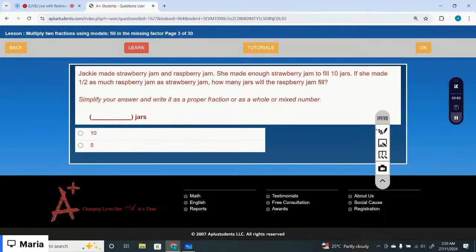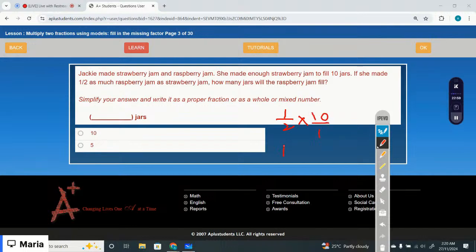You have to do half times 10. So 10 times 1 is 10, 2 times 1 is 2. So 2 times 5 is 10. The correct option is 5. Option number 2 is the correct option. 5 it is.